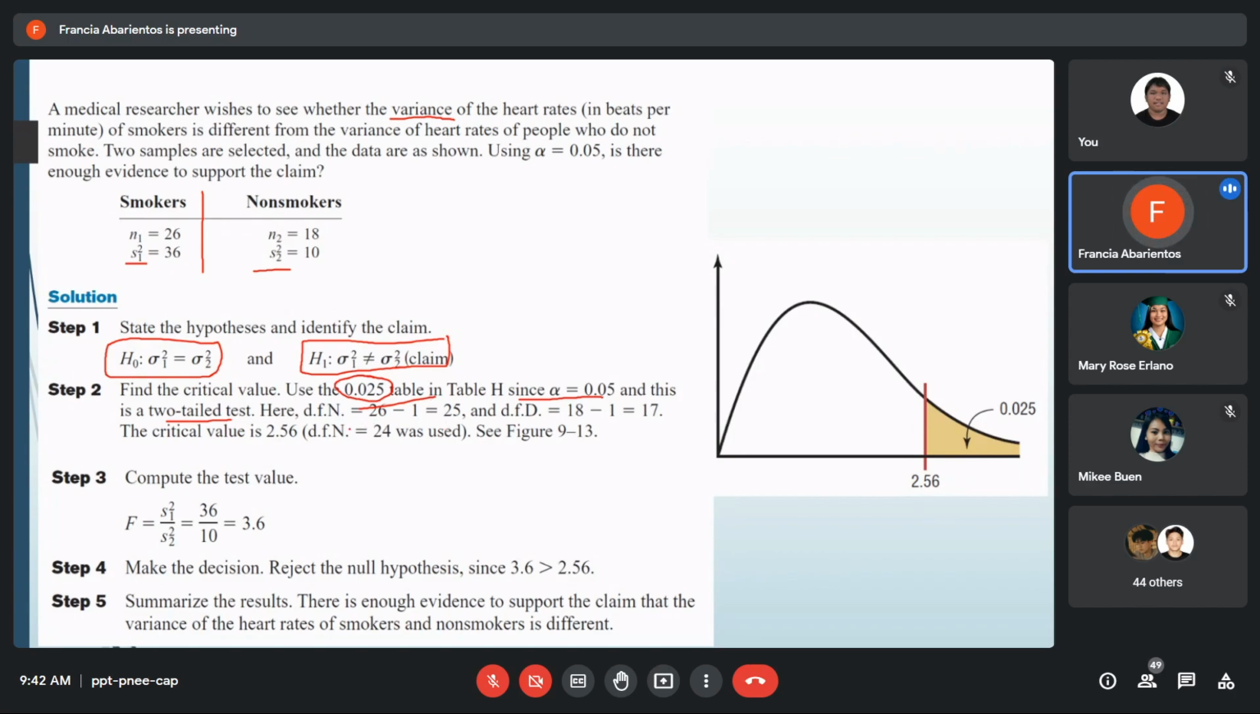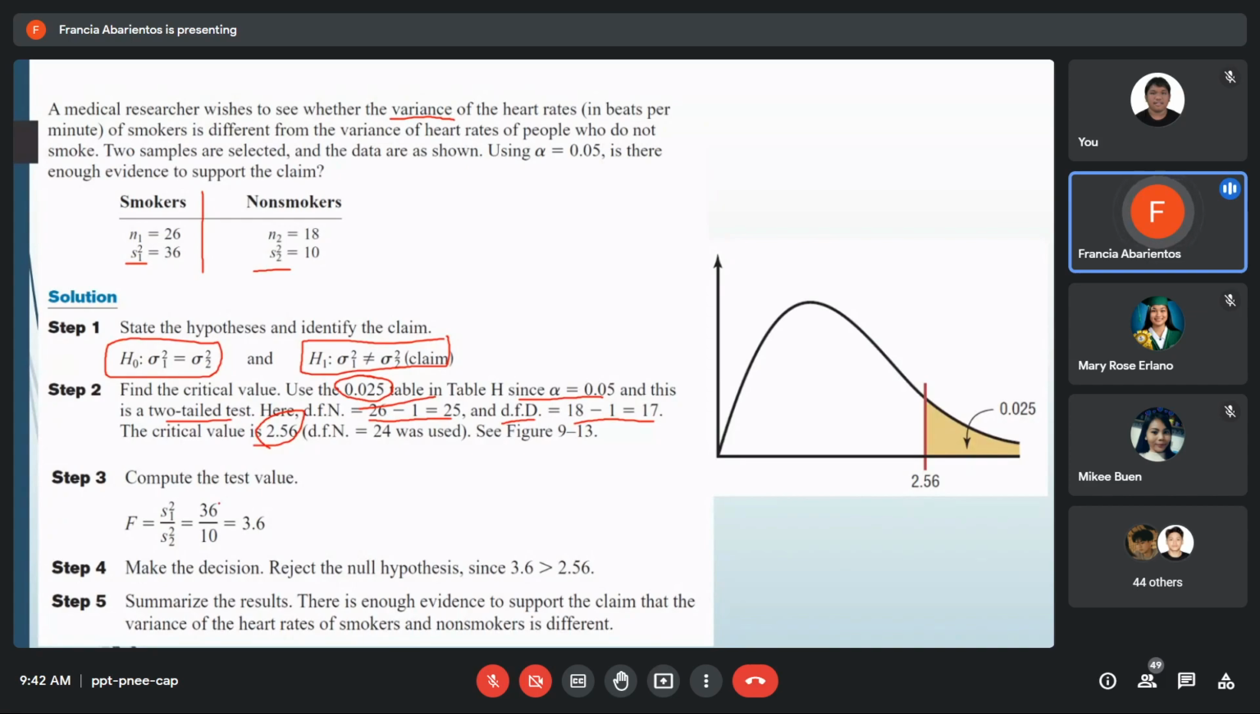0.05. So, the degree of freedom in the numerator is 26 minus 1, which is 25. The degree of freedom in the denominator is 18 minus 1, which is 17. So, the critical value now is 2.56. The table used there was 24. Anyway, the tables differ per class, so I will teach you how. Later, there is a table attached.